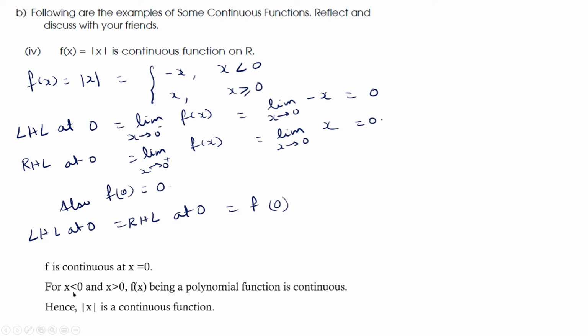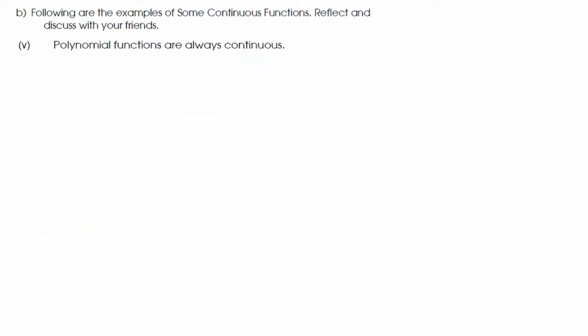Now for x less than 0 and for x greater than 0, f of x is a polynomial function. When x is less than 0, f of x is minus x, and for x greater than 0, f of x is x, and when x is equal to 0 also f is continuous, and all polynomial functions are continuous. We have mod x is a continuous function. So this is how we have to go about it when we are asked to prove whether a function is continuous or not. Now moving on to the next one, polynomial functions are always continuous.